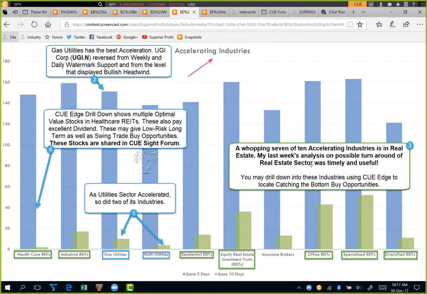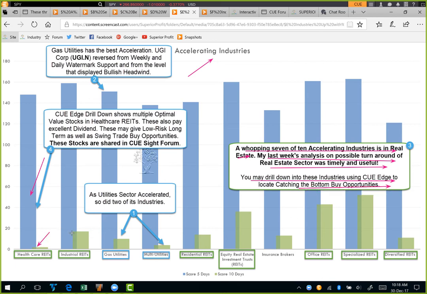Among the accelerating industries, a whopping 7 of 10 are actually in real estate. My last week analysis on possible turnaround of the real estate sector was indeed timely and useful. We looked at healthcare REIT stocks from the post of QSite. You may drill down into the other real estate accelerating industries using QH to locate possible bottom buy opportunities.